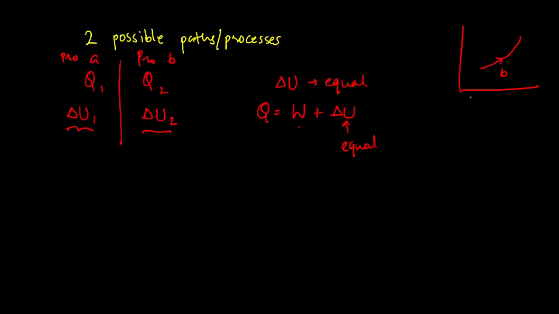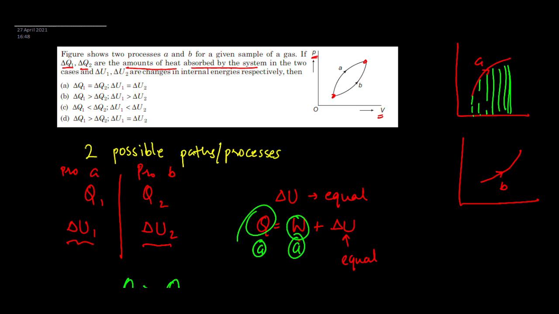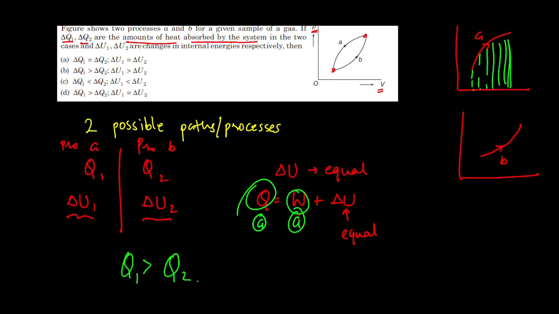So that means in A the work is more. So in A also the Q is more. So the answer is Q1 is greater than Q2. That is option D. That is option D. Clear? Everything clear? Yes, very good, Nandini.